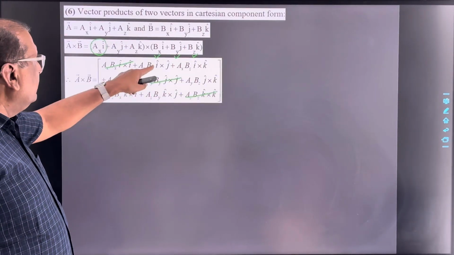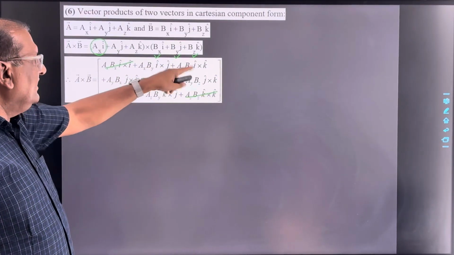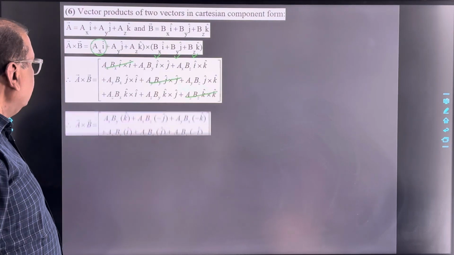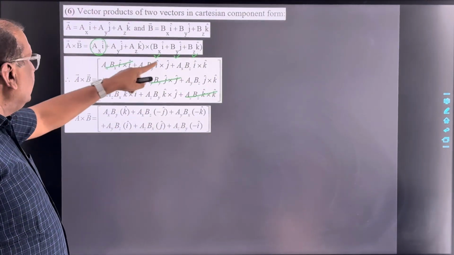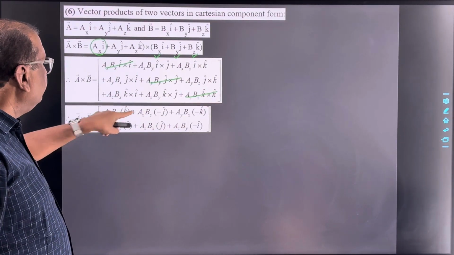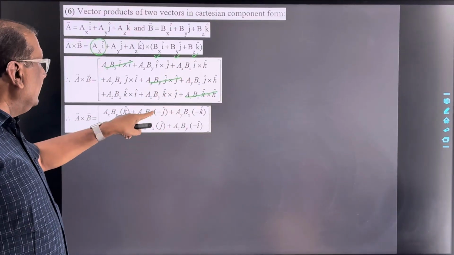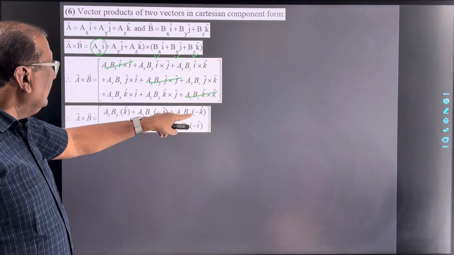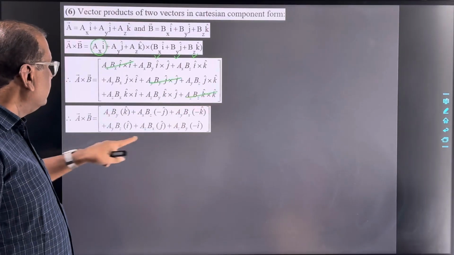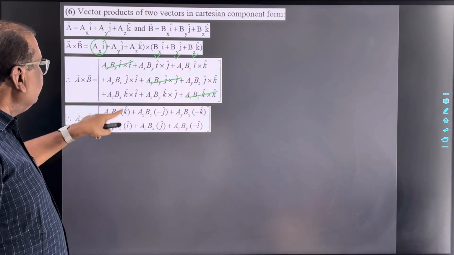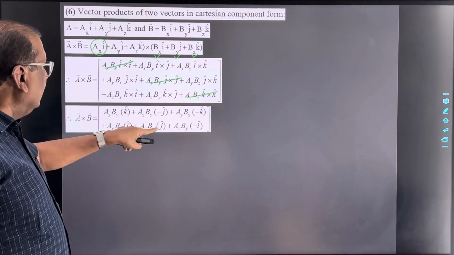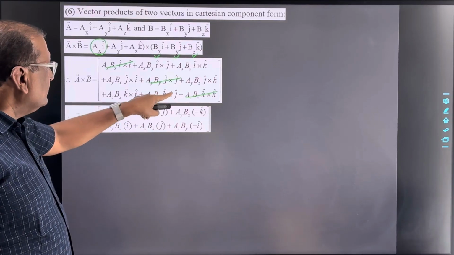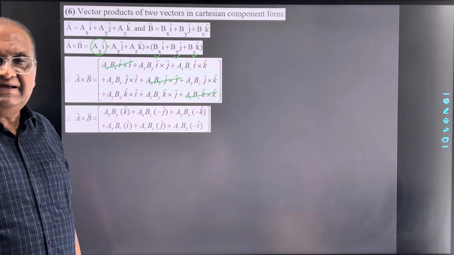And now substitute the values of I cross j, I cross k like this. So here I cross j is k, then I cross k is minus j, then j cross I is minus k, then j cross k is I, then k cross I is j, and k cross j is minus I.